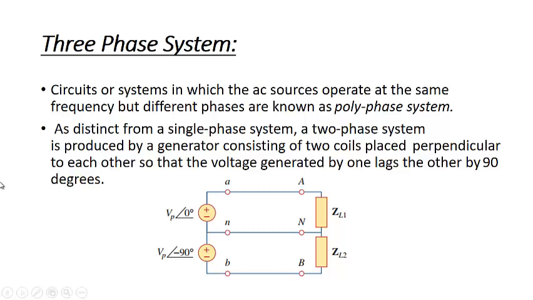So this is the same case. We have a two-phase system. This is, we can say, a neutral point. In general, a two-phase system will not have a neutral point, because neutral point usually means a point where the voltage is zero. Here we cannot say that voltage is zero, but we can say it's a common point. So between this common point and this phase A, we have connected ZL1, and similarly between this point N and B, we have connected ZL2. And this is how the two-phase system, or you can say general polyphase system, works.